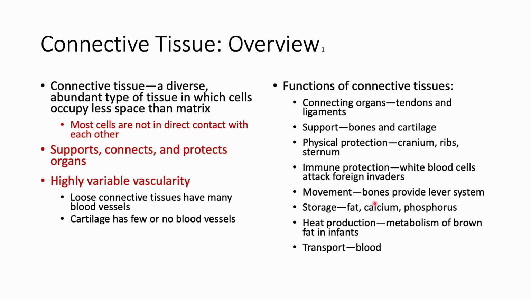And here we have the functions of connective tissue. They connect our organs, so think of tendons and ligaments. They're there for support, so we have supportive connective tissue like bones and cartilage. They're there for protection, immune protection. Think of your blood. Your blood is a fluid connective tissue. For movement, storage, think of your adipocytes, where they store fats. Heat production, not your muscles. They're there for heat production, so adipocytes, brown fat, where we help with heat production. And again, your blood, a fluid connective tissue, allows for transport of oxygen, CO2, and your white blood cells.